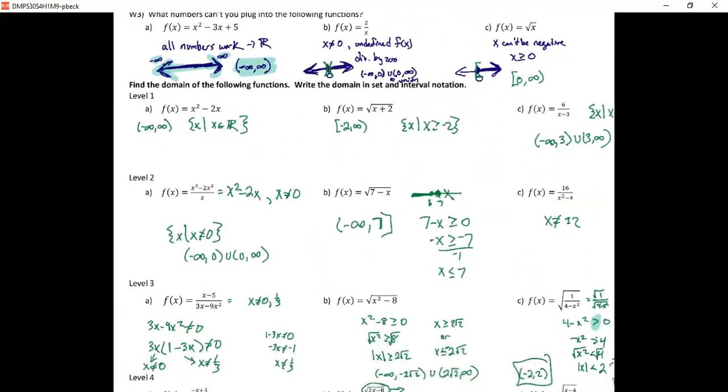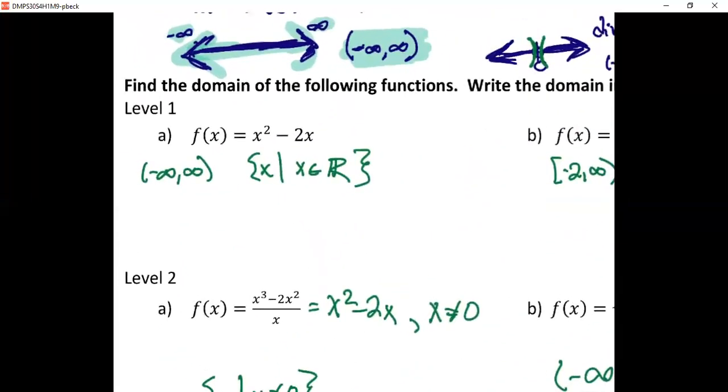We have a couple warm-ups. So on 1a, this is a quadratic function. Quadratic functions have a domain of all real numbers.